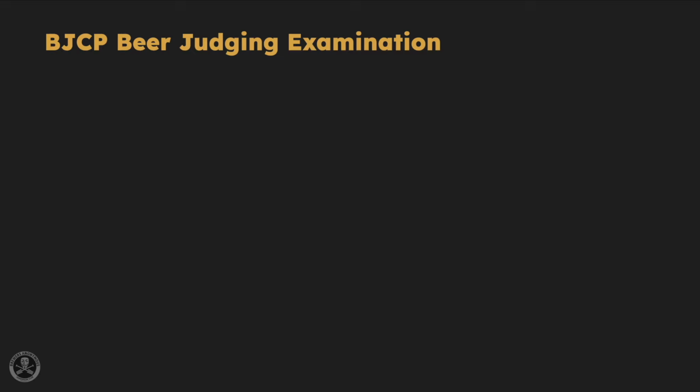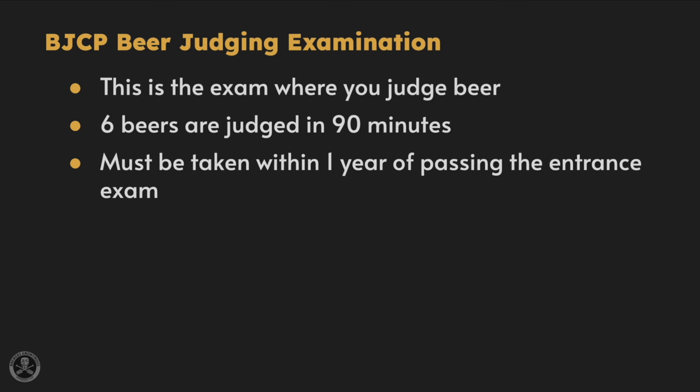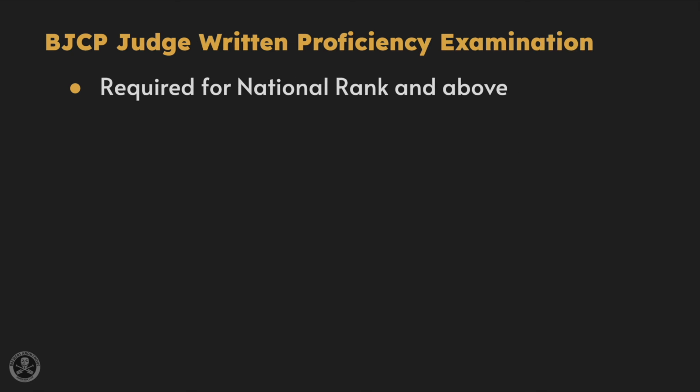Now, a quick overview of what follows that, the BJCP beer judging examination. We're actually going to take a closer look at that in the next lesson, but as kind of a preparation for that, this is the exam where you judge beer. There are 6 beers judged in 90 minutes. And as I said, I think more than once in this lesson, it's supposed to be taken 1 year after passing the entrance exam.